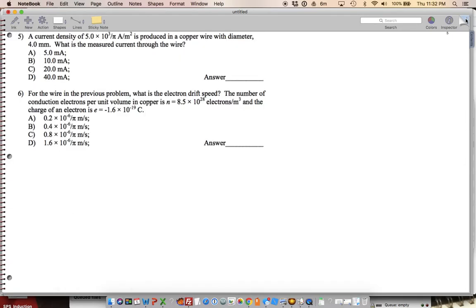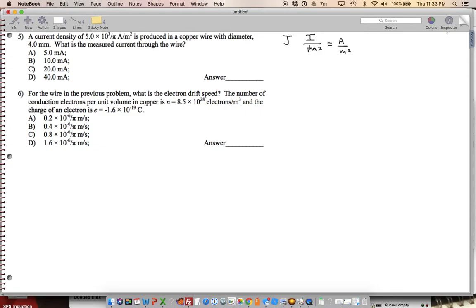Okay, next is about current density. So we talked about current density a little bit ago. Current density is J. And remember, the units are current per meter squared. It's current going through the end of a hose, the circle, the face of the hose, where the area is pi r squared. So current divided by meter squared, or amps divided by meter squared.